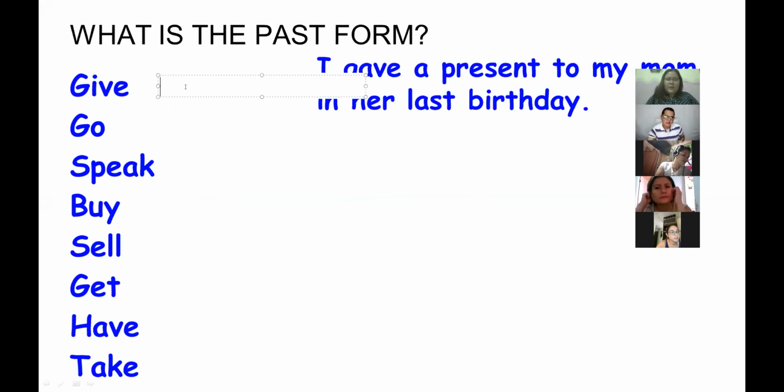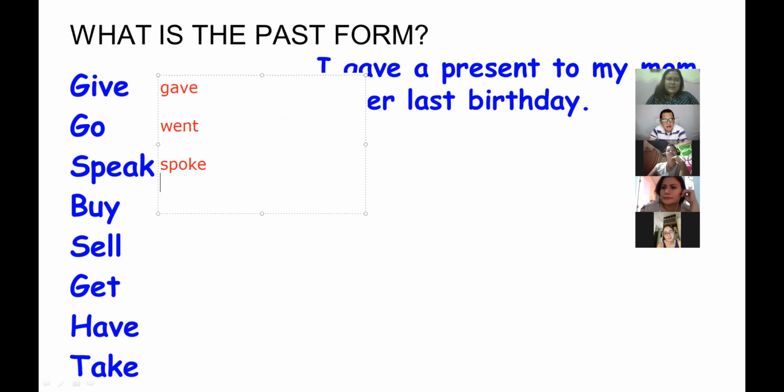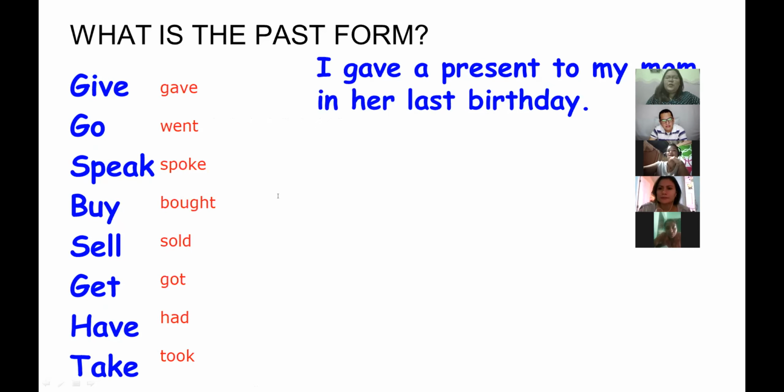What is the simple past for give? Gave. What is the simple past for go? Went. Okay, amazing. For speak? Spoke. Oh, that's right. For buy? Bought. Sell? Sold. Get? Got. Have? Had. For take? Took. Amazing.